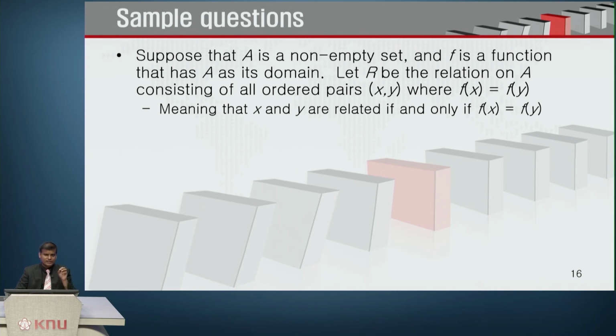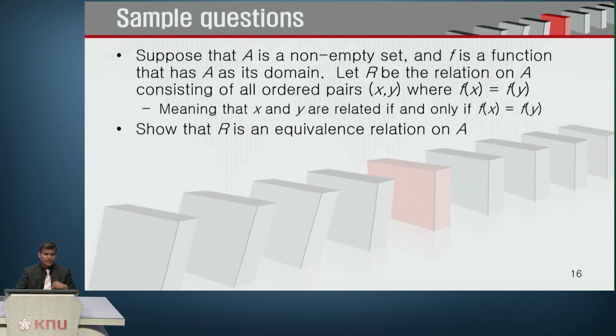Suppose A is a non-empty set and F is a function that has A as its domain, and R be the relation on A consisting of ordered pairs x, y, where f of x equals f of y. So meaning that x and y are related if and only if f of x equals f of y. So we have to show that R is an equivalence relation on A.